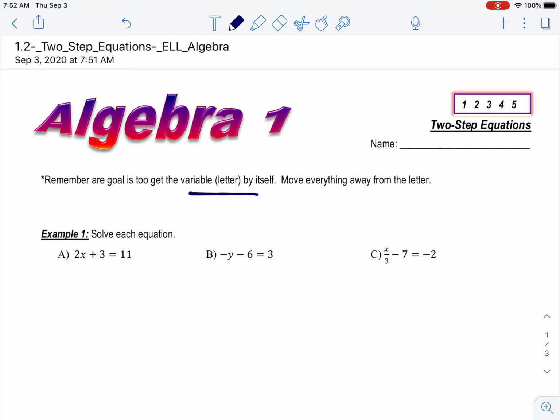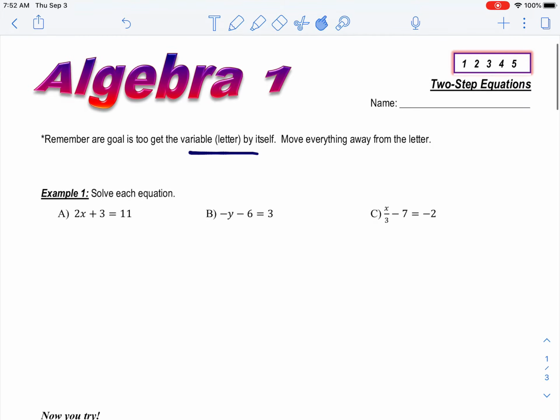This time it's going to take us more than one step, but we want to get it into the format that we were doing before, where we have one step left to do. All right, so let's start to look at some examples.